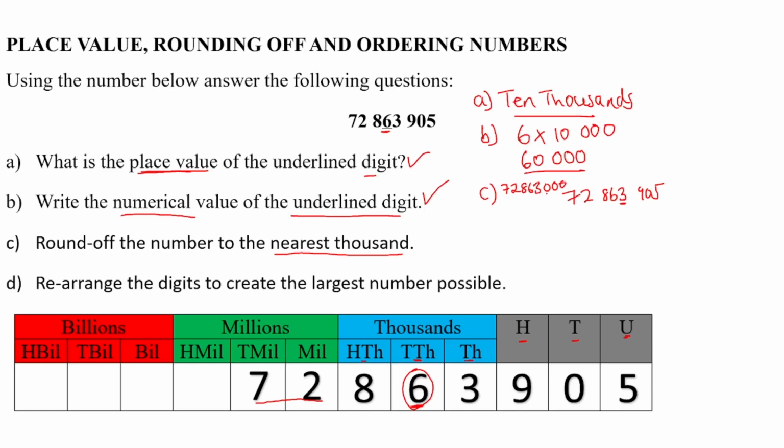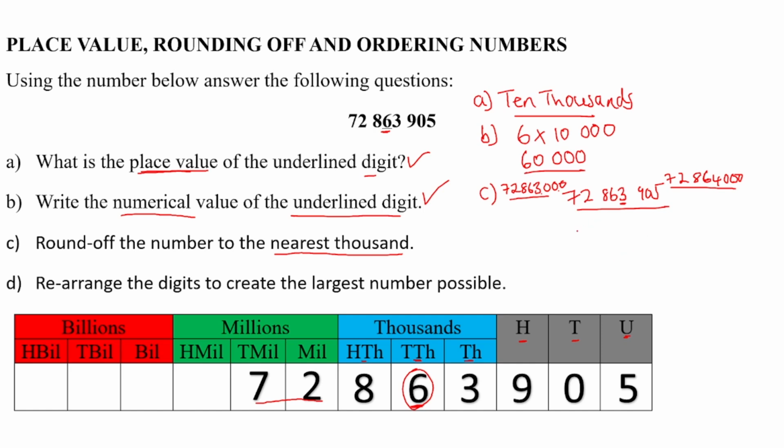You see, this is 1,000 because this number must be a multiple of 1,000. And then 72,864,000. So this number is between these two numbers, 72,863,000 and 72,864,000. So it's nearer to which one? Is it nearer to this one, which is 72,863,000, or is nearer to 72,864,000? How do we do that?